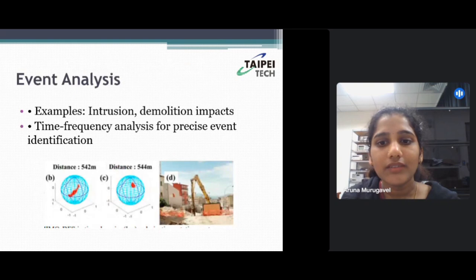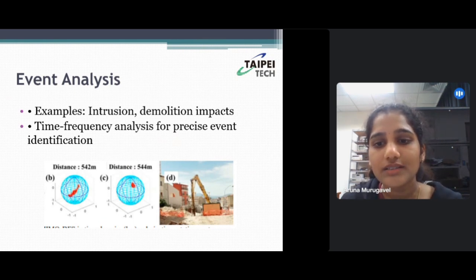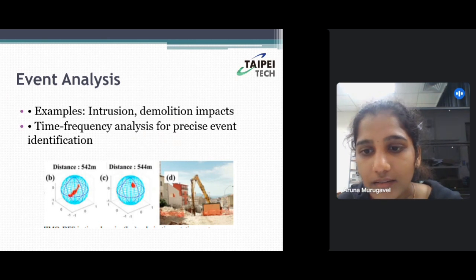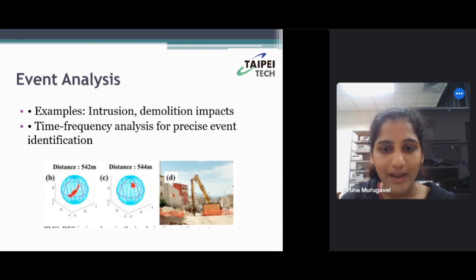Then the event analyzer gives some examples of how DFS can detect and analyze events like intrusion attempts or impacts. Then with time-frequency analysis, these events are precisely identified, providing actionable insights for network maintenance and disaster management.